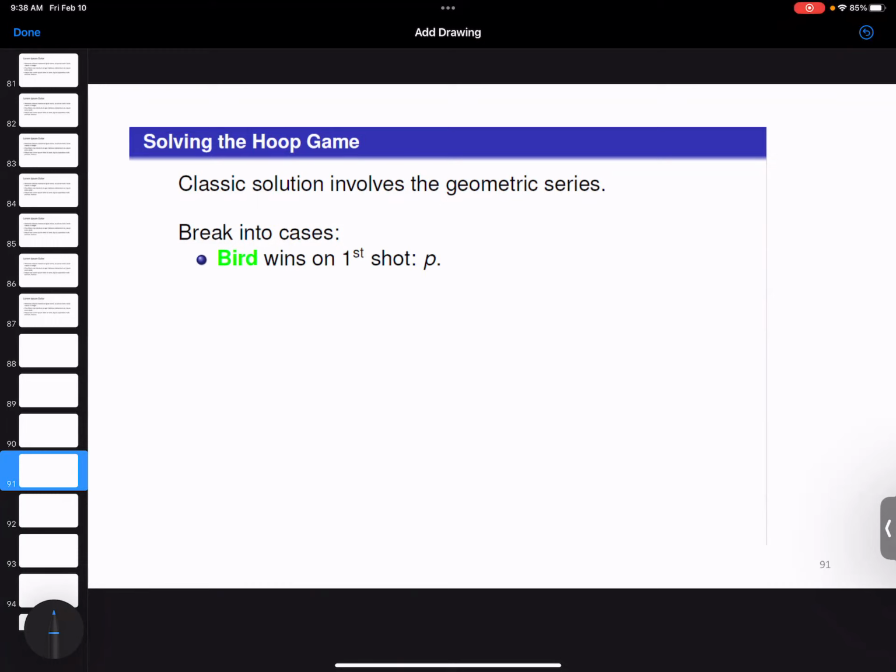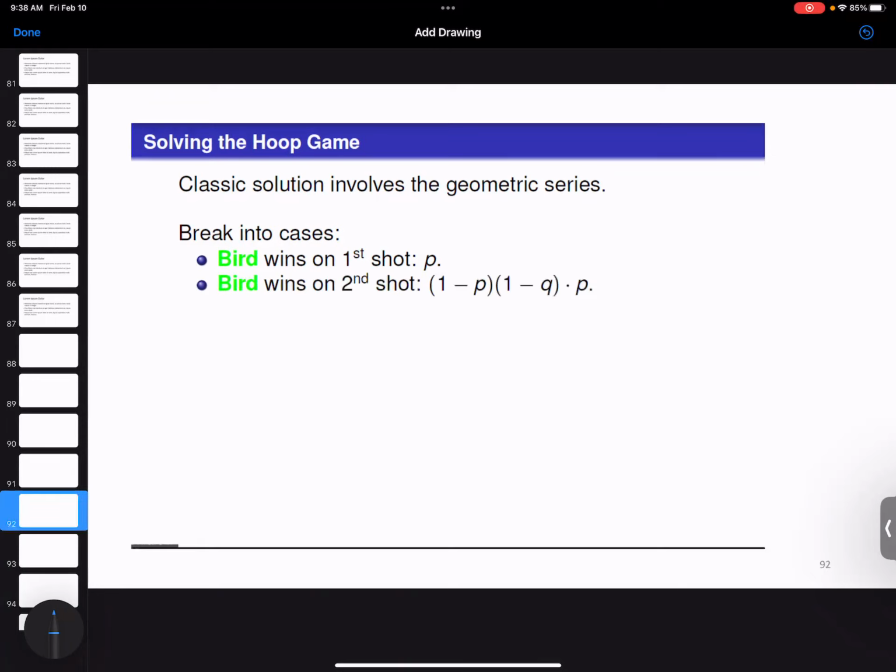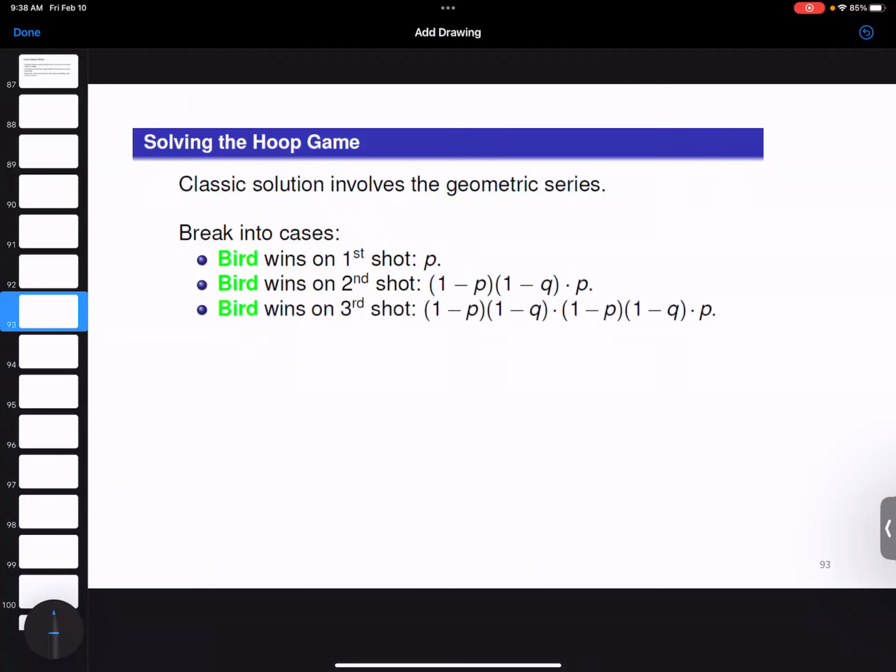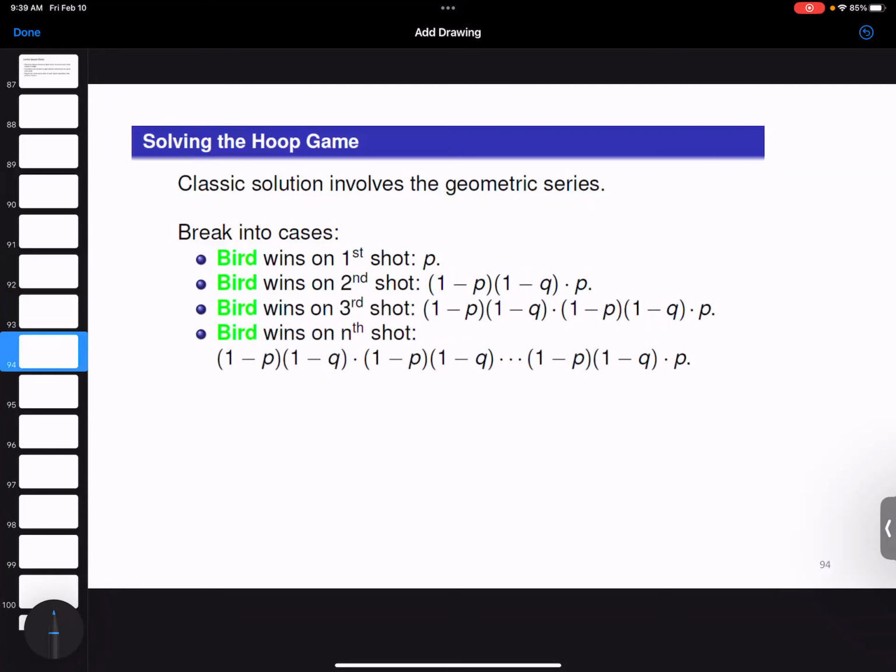It's not quite P squared. P squared would mean Bird got his first shot and his second shot. If Bird wins on his second shot, what happened on the first shot? He missed. What else happened? Magic missed. Times P. What's the probability Bird wins on his third shot? Good. So it's going to be miss, miss, miss, miss, hit. And we can keep going and on and on and on.